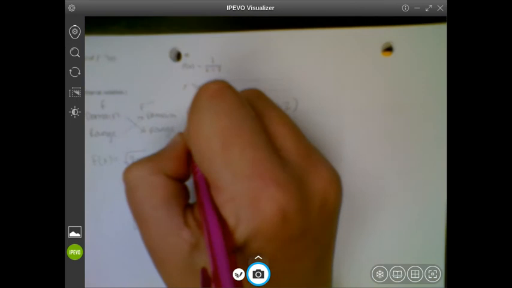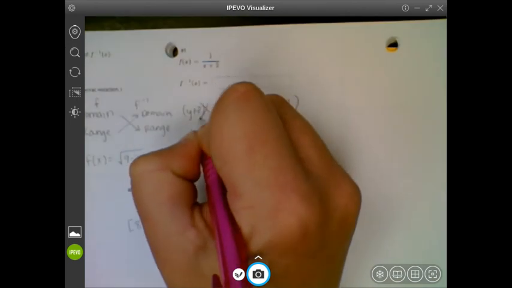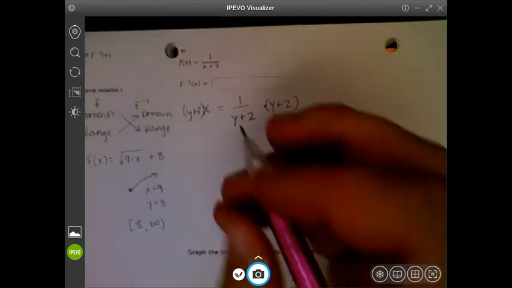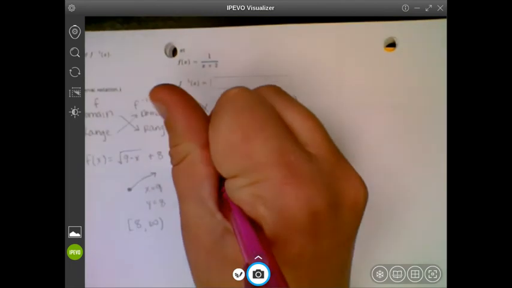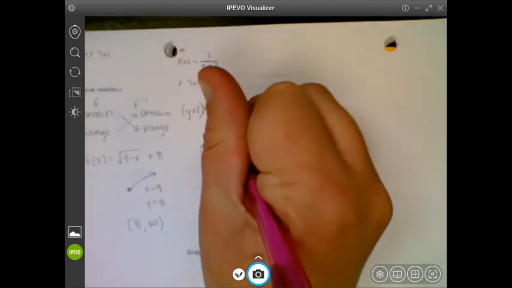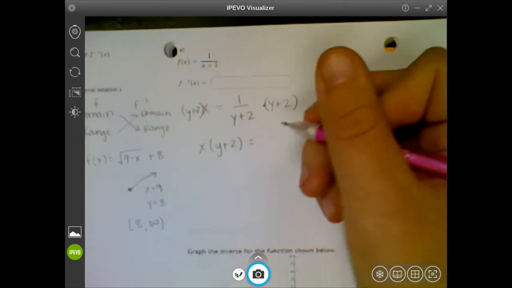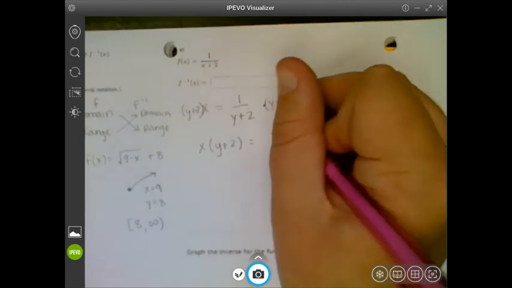And what you do to that side, you have to do to this side. So multiply this side by y plus 2. And so over here, you'll have x times y plus 2. Remember, the order in which you read it doesn't really matter. And then on this side, that would just be equal to 1.